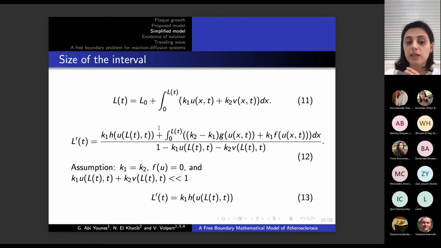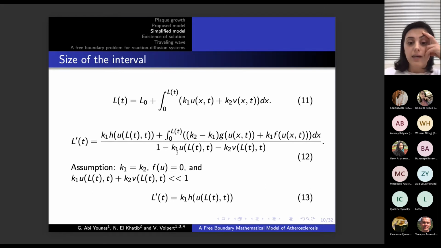And here we are going to take assumptions on L prime of t. So keep in mind these two assumptions, because we are going to talk about a more general form where we do not consider them. To simplify, as you may notice, in the numerator we have this term under the integral. We took K2 equal to K1, and we took F of u equal to 0. So this term is cancelled, it is 0.